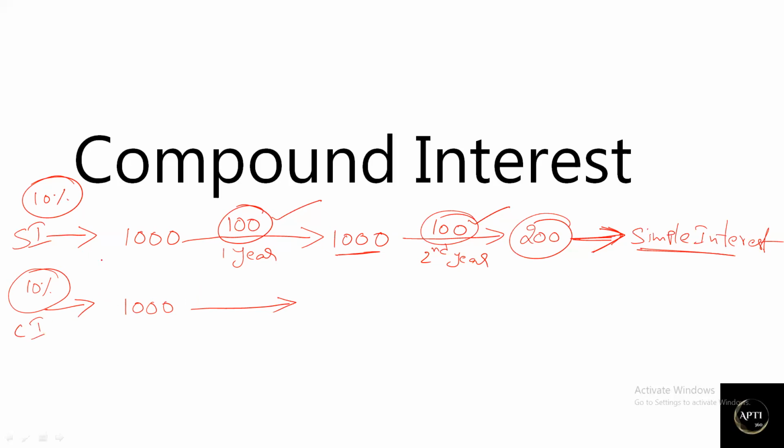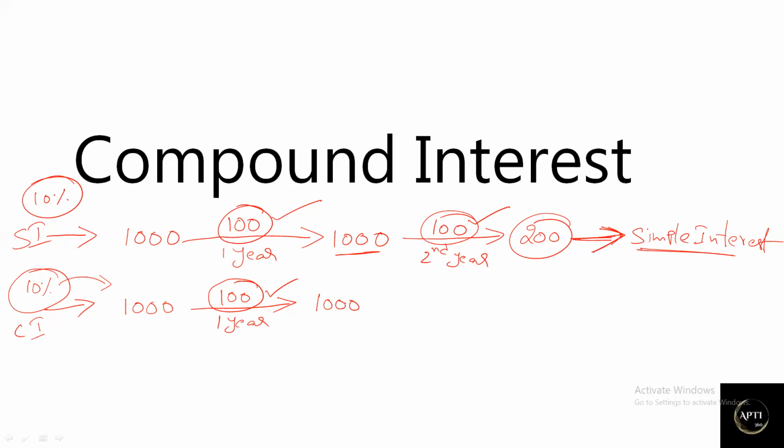Here I'm not going to teach you any questions, I'm just telling you the concept. What is meant by compound interest? Take 1,000 rupees, the same number of years and the same rate of interest. In the first year, 10% of 1,000 is 100 rupees. The interest earned in the first year is the same in compound interest: 100 rupees. Now in the second year, what happens?